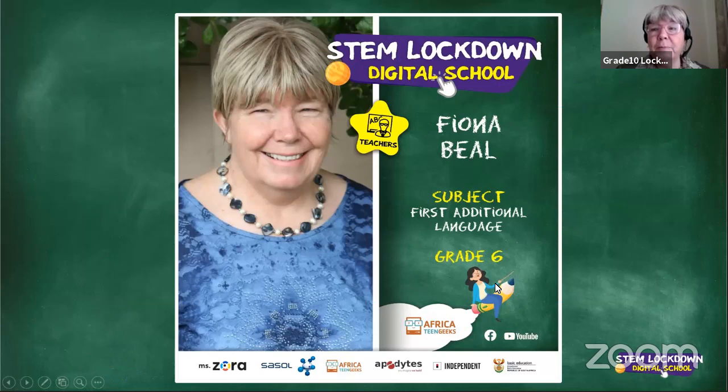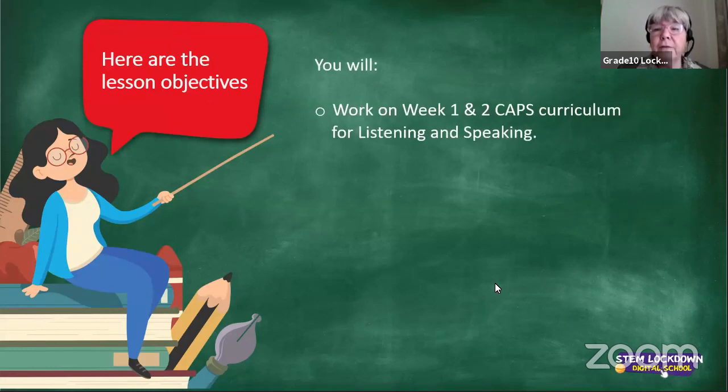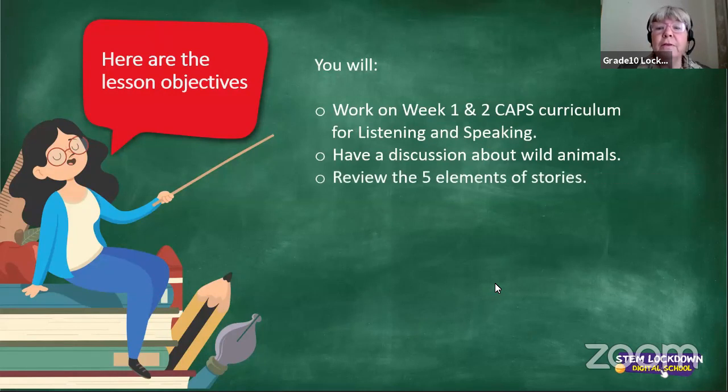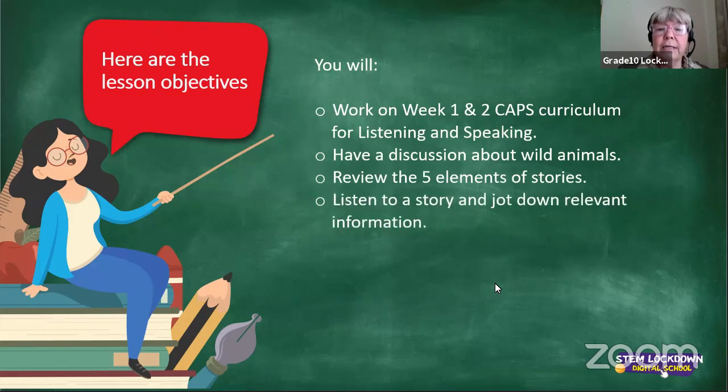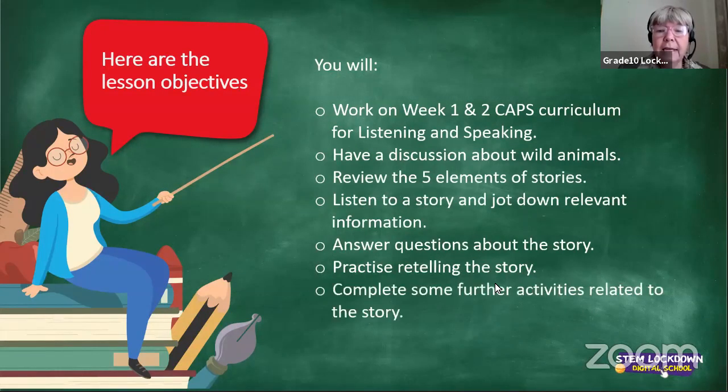Okay, let's get going. I'm Fiona Beale, and I'm your grade 6 first additional language teacher for today in the lockdown school. It's really great that you are here. Let me tell you what you're going to be doing today. First of all, we're working on week 1 and 2 of the CAPS curriculum for listening and speaking. We're going to start off with a discussion on wild animals. Everybody loves wild animals, right? And so we're going to talk about wild animals because now we're preparing you for the story. We're going to review the 5 elements of a story. We're going to listen to a story and jot down relevant information. And then we're going to answer questions about the story and practice retelling the story. Finally, we're going to complete some further activities on the story. So you can see we've got a busy lesson ahead.